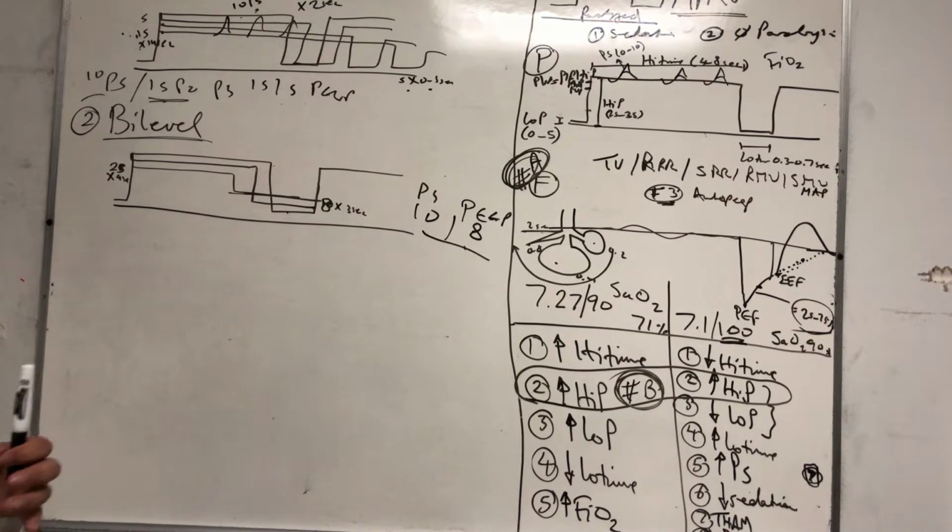So when is it the time where the APRV switches? When you change something, what parameter do you change to a certain level that changes the APRV into bilevel?